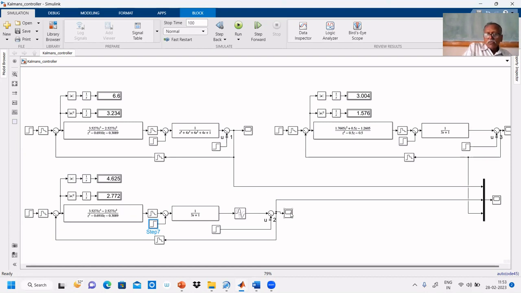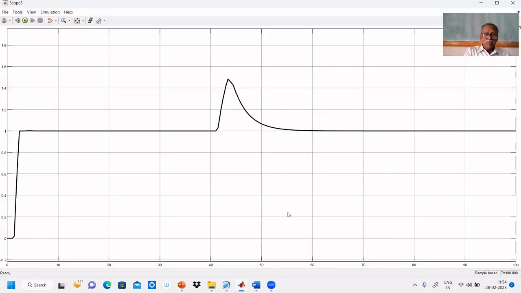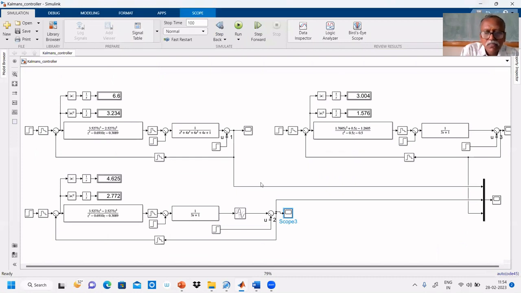So we got the response as we assumed. That is important. What is the assumption we made? There is no overshoot. The response is like a first order response. Yes, we got a first order response after a dead time. Now let us design the controller for a fourth order process.